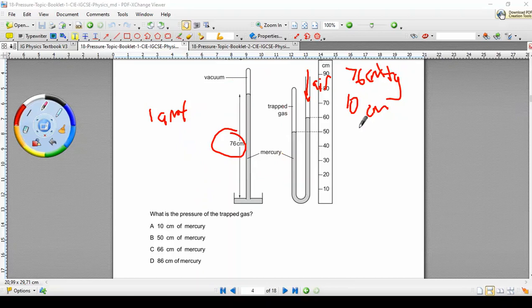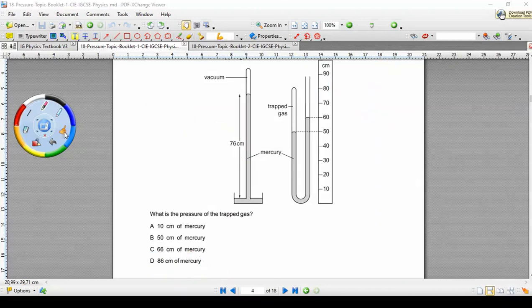So what we want to now do is, we know that this must be 10 centimeters more than the air. So the answer here is 76 plus 10, which gives us 86 centimeters of mercury. So just to repeat, they tell us that air pressure is 76. So this pressure here in mercury is equivalent to 76 centimeters. The difference between this one and that one is 10. So this pressure here must be 10 centimeters more than 76, which is 86.